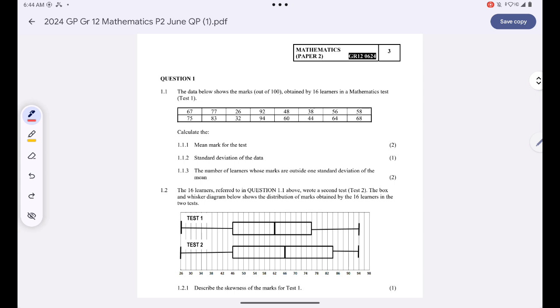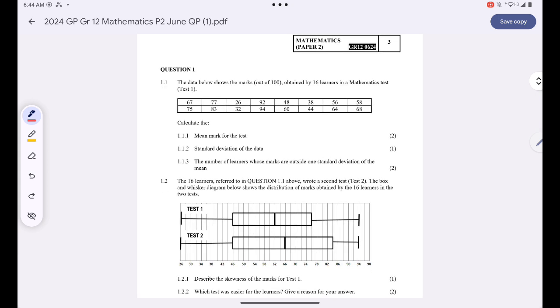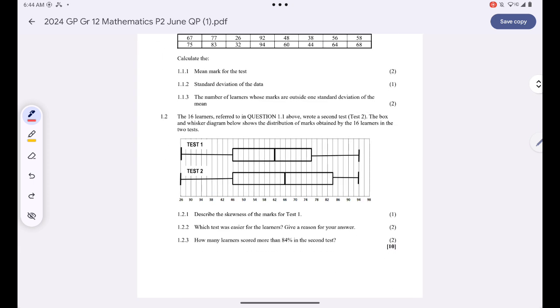In this video, I'll be tackling the first question from the mid-year examination, which was written in the province of Gauteng in the year 2024. Yes guys, we're starting with mathematics paper 2 right now, and please do expect a total of 10 videos, since the question paper had 10 questions in total.